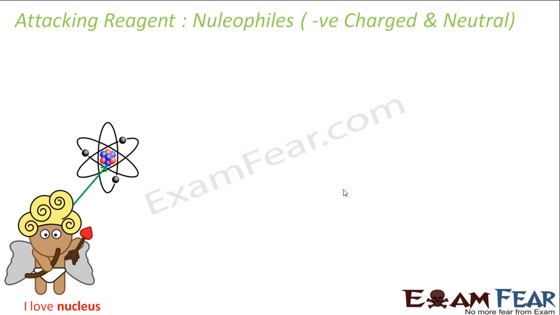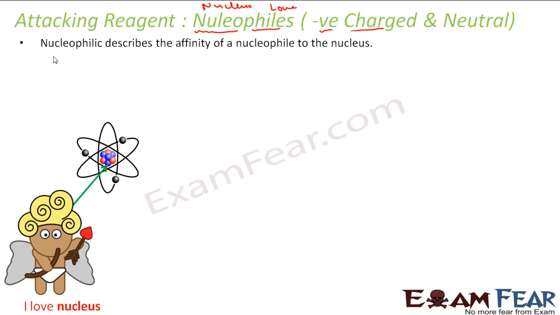What are nucleophiles? As the name suggests, nucleo and phile. Nucleo means nucleus and phile means love. So the agent which loves nucleus is called a nucleophile. Since nucleus is nothing but positive charge because it has protons, they should be negatively charged, or neutral is also possible, but generally they are negatively charged. Why? Because they love nucleus and nucleus is positive charge, or they are neutral also. Correct. So nucleophilicity describes the affinity of a nucleophile towards the nucleus.